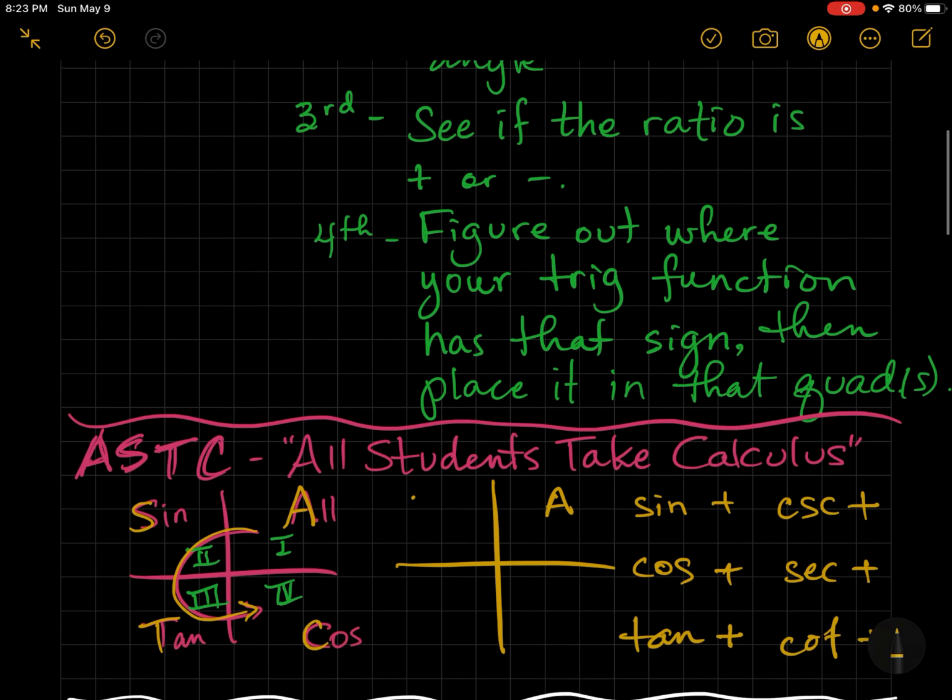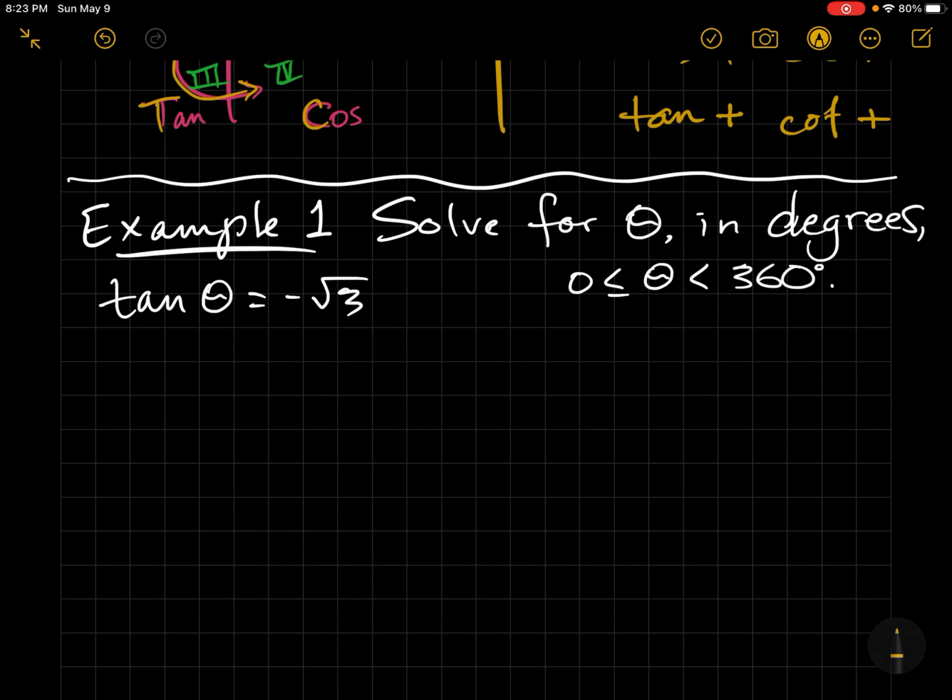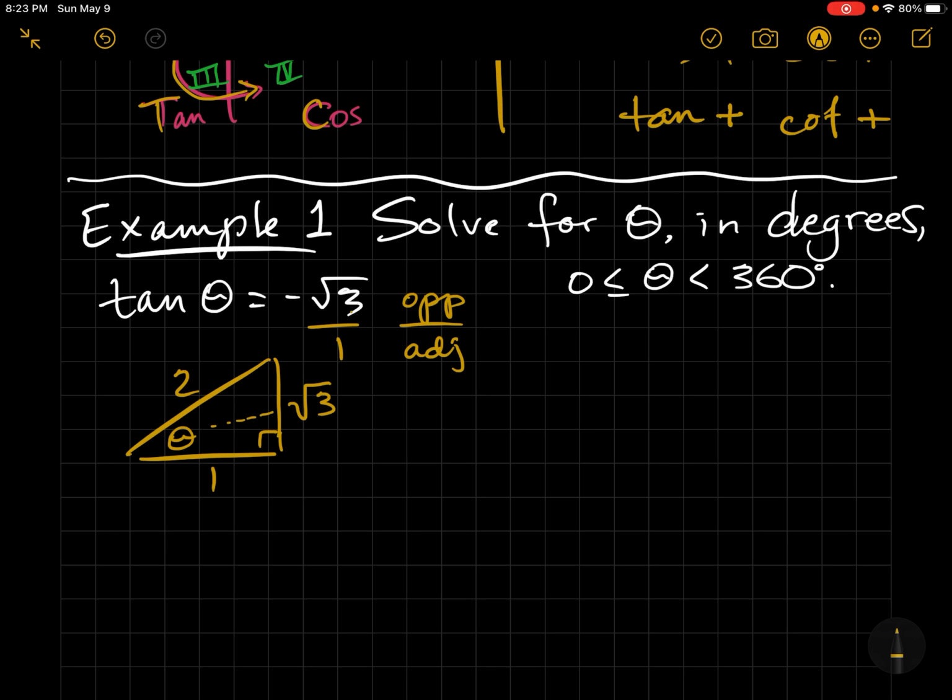Well, it's already isolated, tangent theta. Next step is figure out the reference angle. So the first thing you would do is draw a triangle, throw theta in one of the corners, doesn't matter. And now I like to make it a ratio, so I just put it over 1 if it's not already a fraction. So tangent is opposite over adjacent. So opposite, I'm going to make radical 3, and adjacent, I'm going to make 1. And I recognize these numbers, 1, 2, radical 3. So my reference is across from the radical 3, so that's 60 degrees.